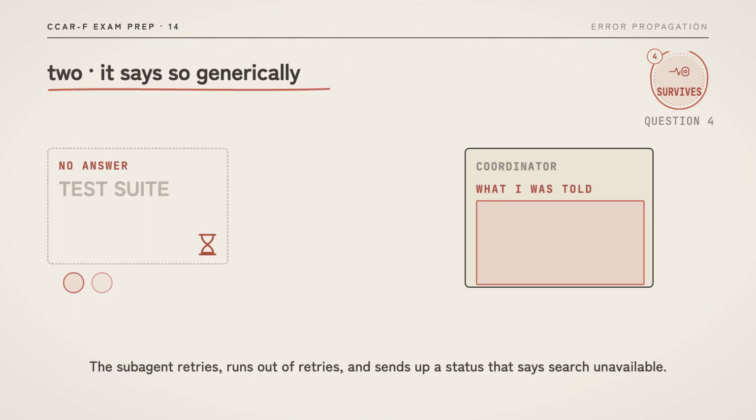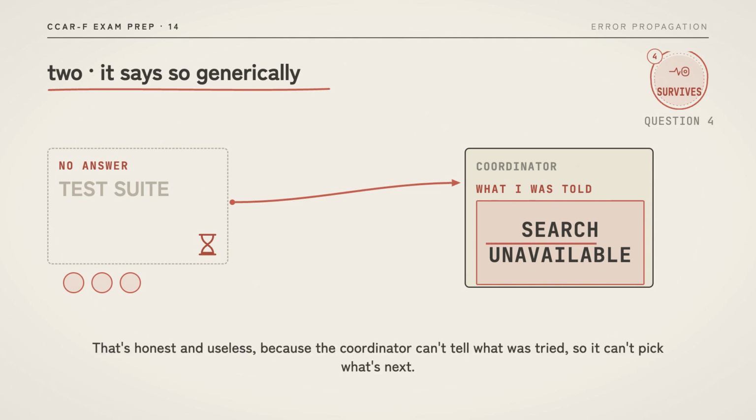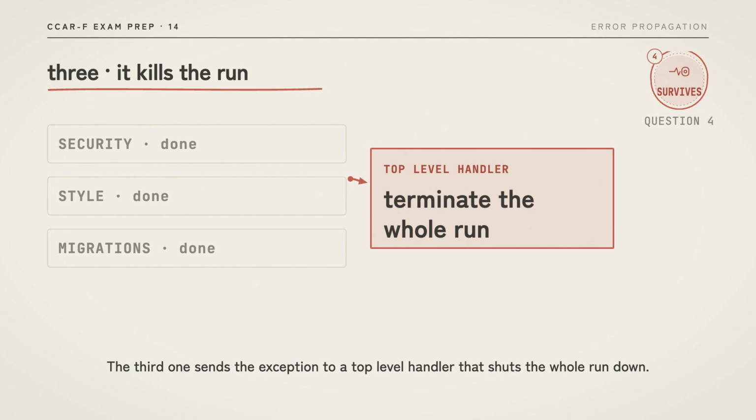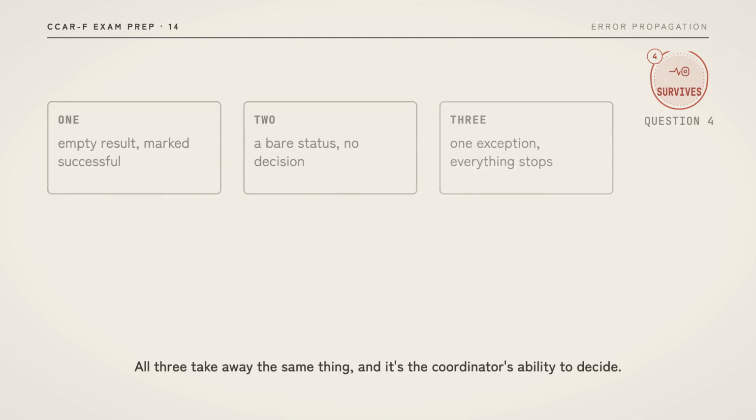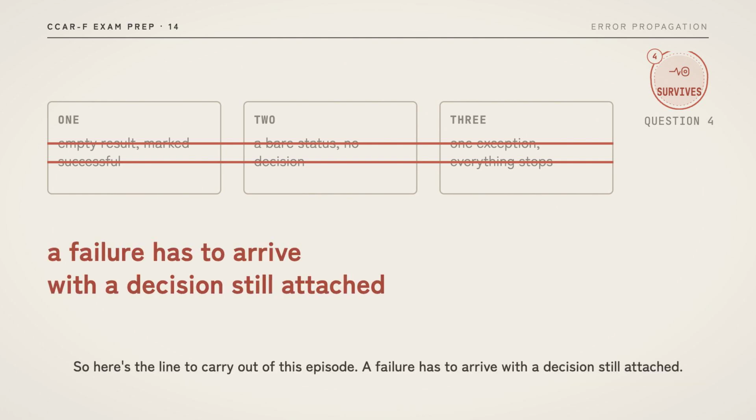The subagent retries, runs out of retries, and sends up a status that says search unavailable. That's honest and useless because the coordinator can't tell what was tried, so it can't pick what's next. The third one sends the exception to a top level handler that shuts the whole rundown. That's the cold open. One dead pass costs 3 finished ones. All 3 take away the same thing, and it's the coordinator's ability to decide. So here is the line to carry out of this episode. A failure has to arrive with a decision still attached.